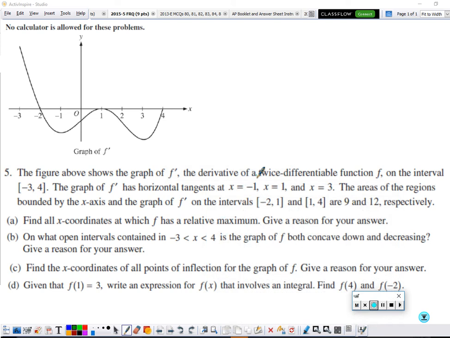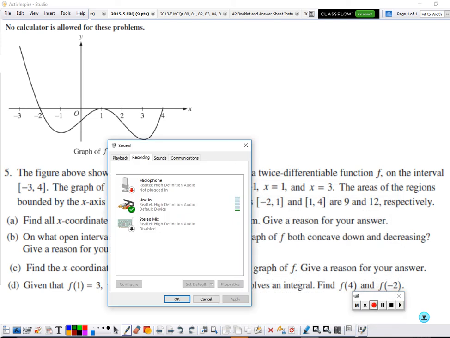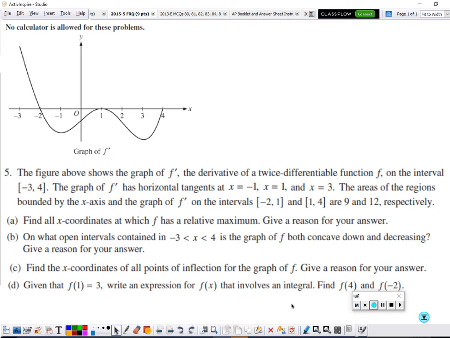Okay, here we go. Number 5. Figure above shows the graph of f prime. Take your time on that one. This is the derivative of a twice differentiable function f. The interval is -3 to 4. The graph of f prime has horizontal tangents at x equals -1. That seems pretty clear. x equals 1, x equals 3.